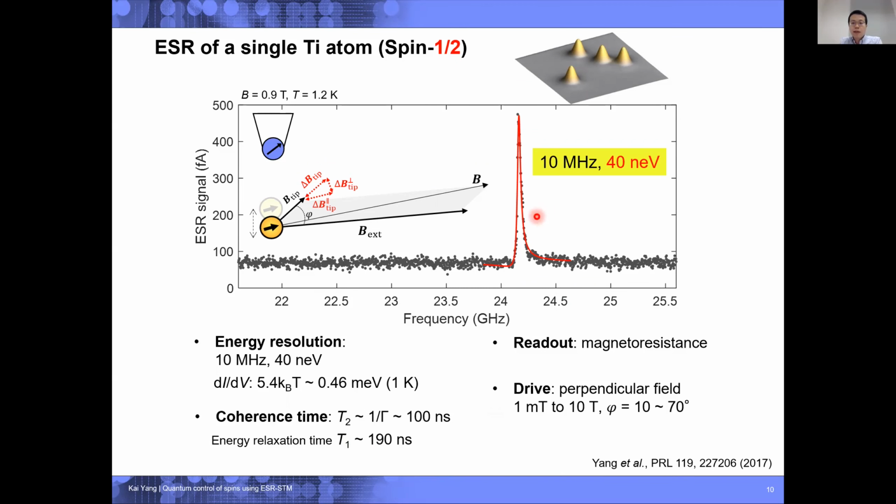Here the ESR signal was read out by monitoring the change of the magnetoresistance of the STM junction. This is because depending on whether the spin is on resonance or off resonance, we have different spin populations of the spin-1/2 two-level system. That means we will have different magnetoresistance of the STM junction.